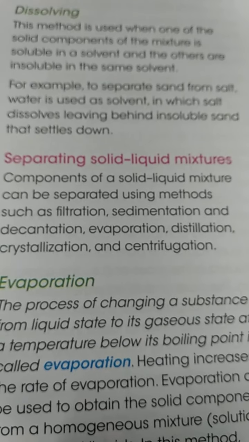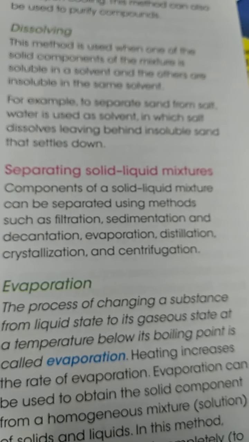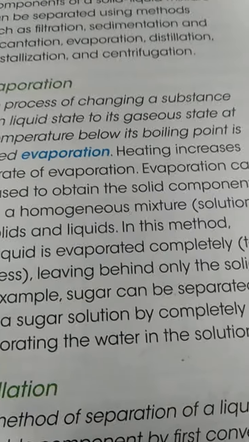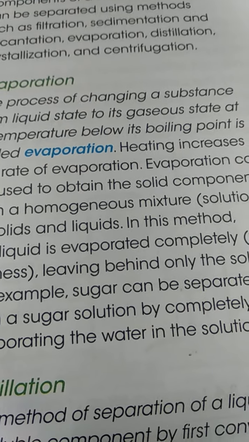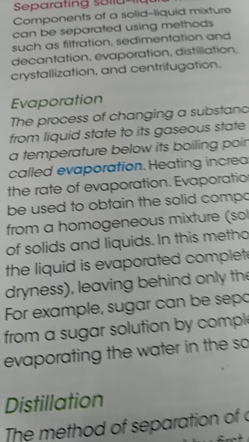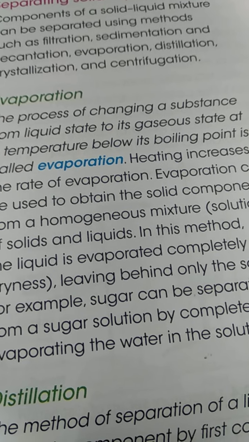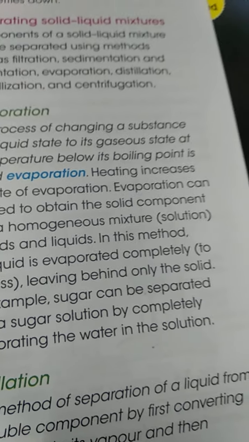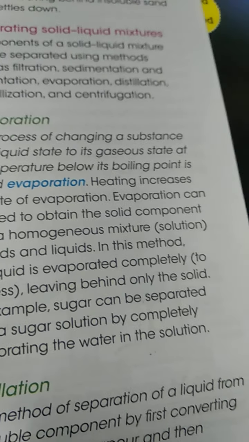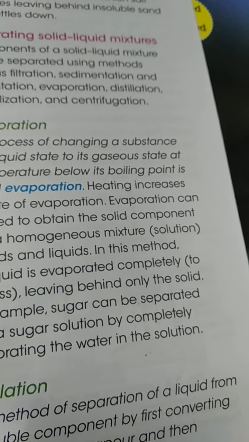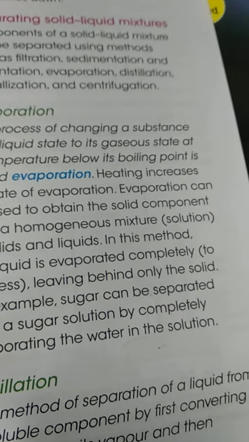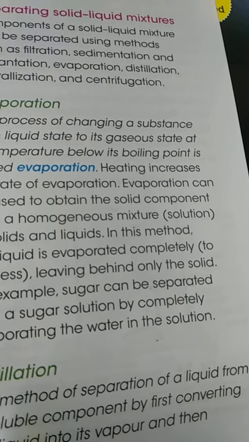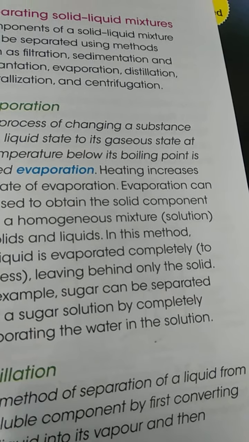Next is separating a solid from a liquid mixture. The methods are evaporation and distillation. Now see what evaporation is. It is the process when a substance changes from the liquid state to the gaseous state at a certain temperature. Heating increases the rate of evaporation. This method can be used to obtain solid compounds from a homogeneous mixture, that means a solution of solids and liquids.